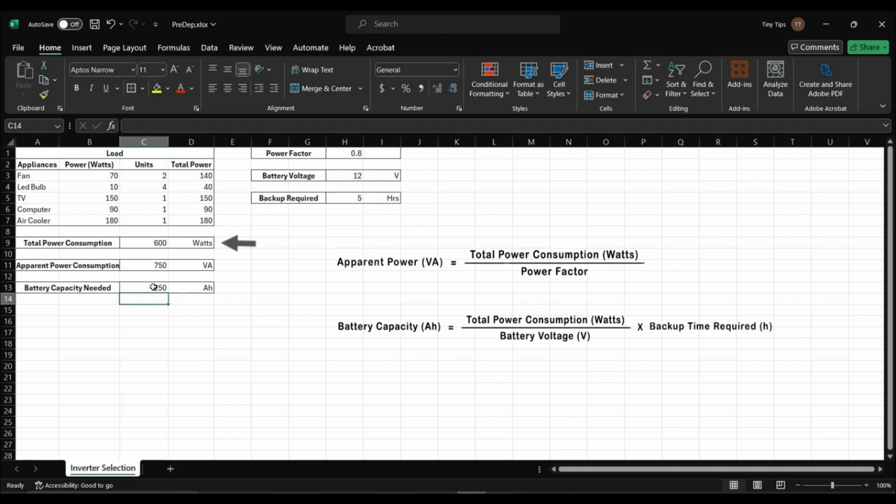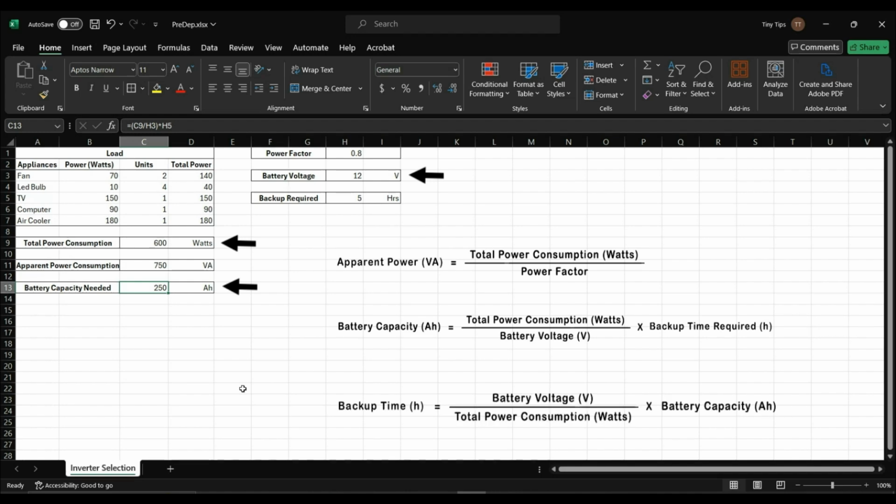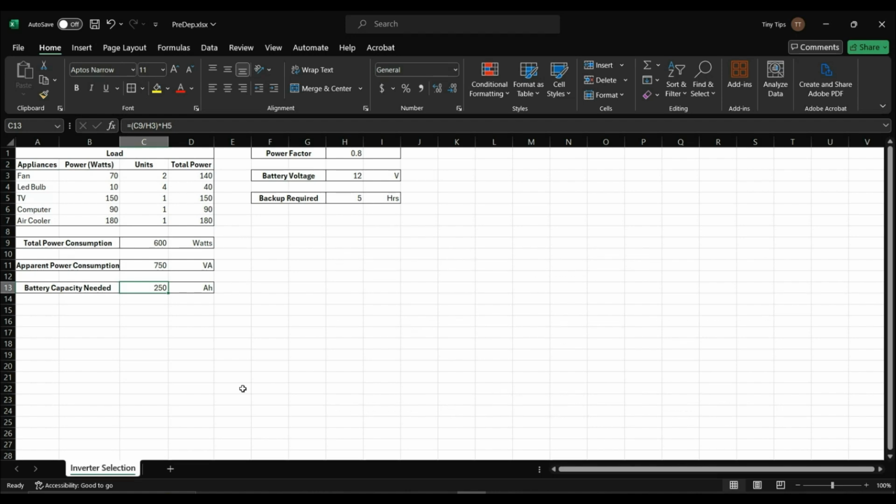So to run 600 watts load for 5 hours we need a 12-volt battery with 250 ampere hours capacity. And the minimum inverter rating should be 750 volt-amperes. If we know the power consumed by our electrical load, the inverter battery voltage, and its capacity, then, by just rearranging this equation, we can calculate the battery backup time at full electrical load. So in this way, we can get an idea of choosing an inverter system for running our electrical load on it.